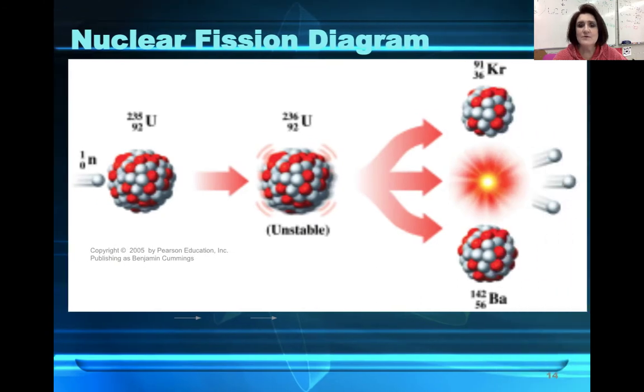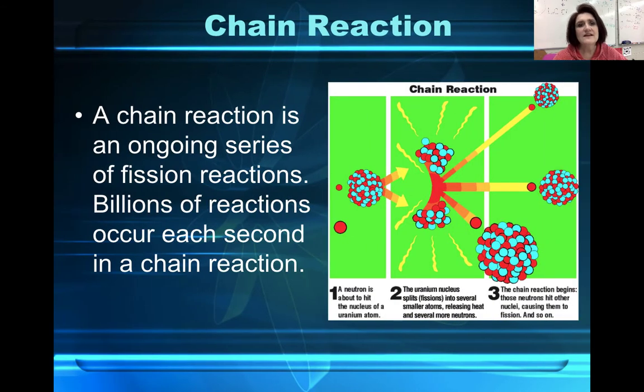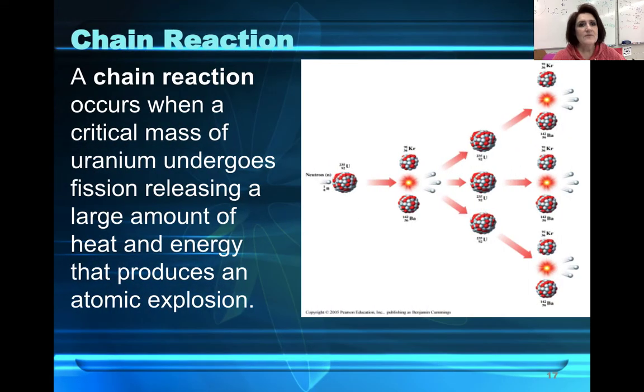Same example, just slightly different. A chain reaction is an ongoing series of these fission reactions. Billions of reactions occur every single second in a chain reaction. On Earth, nuclear fission reactions take place in nuclear reactors, which use controlled chain reactions to generate electricity. Remember that a chain reaction occurs when a critical mass of uranium undergoes fission, releasing a large amount of heat and energy, and that produces a very small atomic explosion.